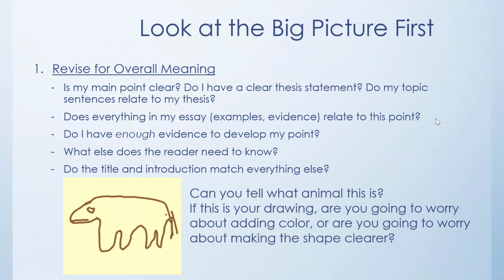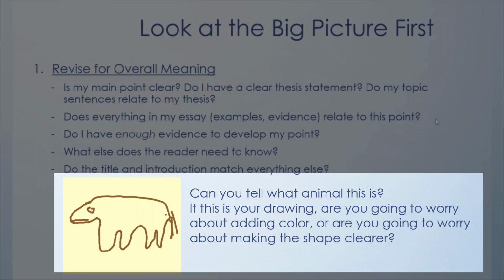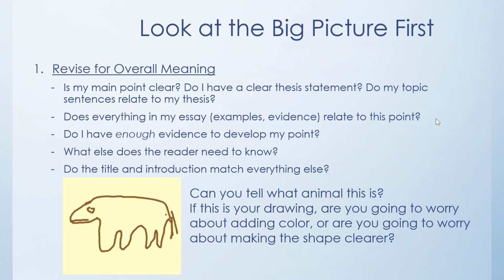If you look at this picture here, can you tell what animal this is? Probably not. So if this is your drawing, are you going to worry about adding color? Or are you going to worry about making the shape clearer? I think you want to first focus on making the shape clear. You want the big picture, the main point, to be obvious before you add the details.